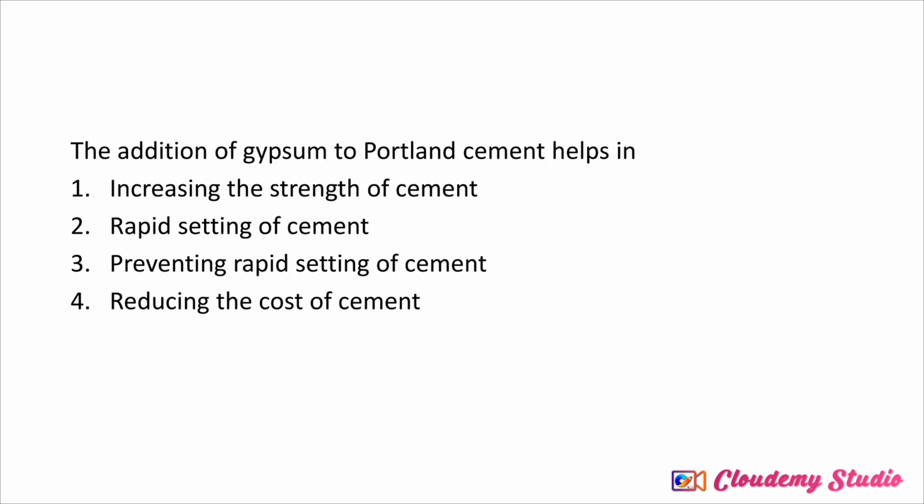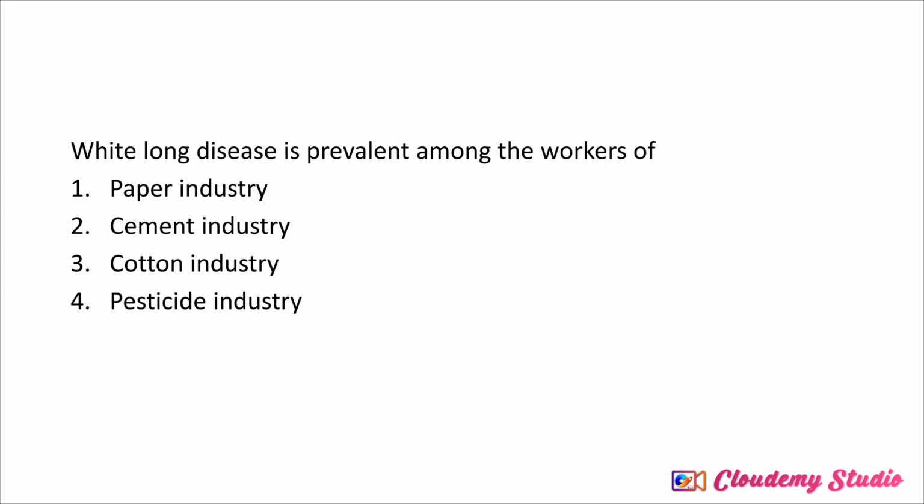The addition of gypsum to Portland cement helps in increasing the strength of cement, rapid setting of cement, preventing rapid setting of cement, or reducing the cost of cement. Of course, preventing the rapid setting of cement. That's why the addition of gypsum to Portland cement helps in preventing rapid setting of cement.